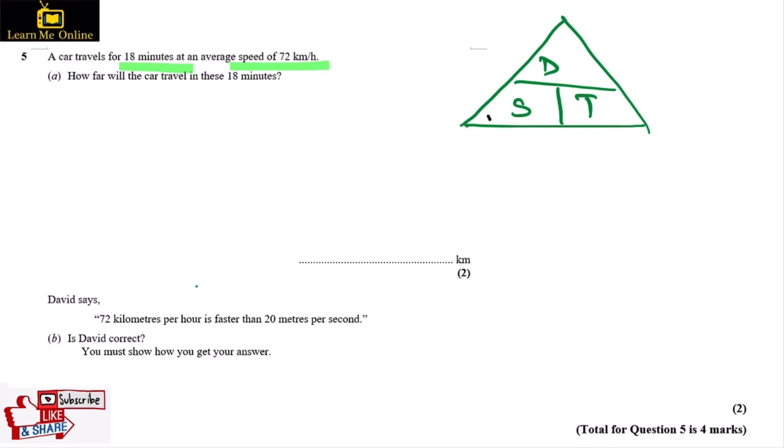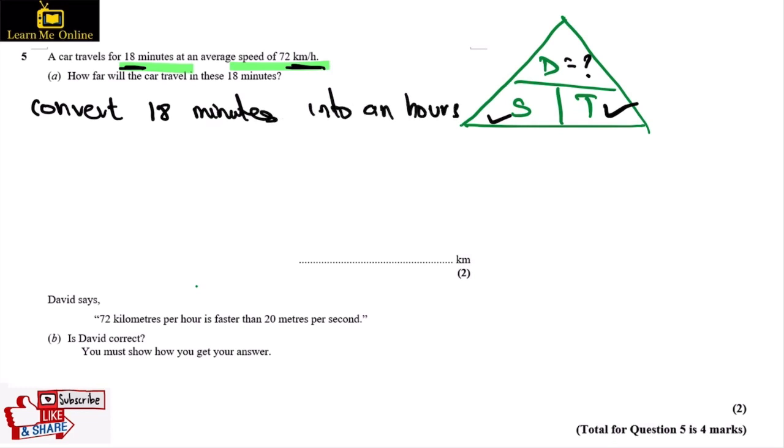We know the speed already, which is 72. We know the time, which is 18 minutes, and we are finding the distance. The speed is given in kilometers per hour, but the time is given in minutes. So first we're going to convert 18 minutes into hours. Because in 1 hour there are 60 minutes, 18 minutes in hours would be 18 divided by 60.